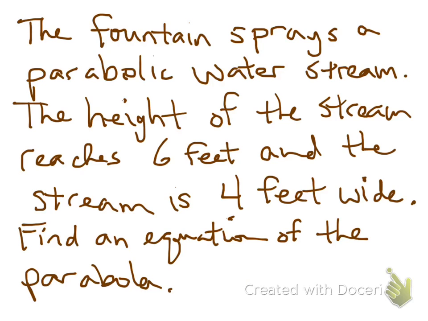So here's the problem. The fountain sprays a parabolic water stream. The height of the stream reaches 6 feet, and the stream is 4 feet wide. Find an equation of the parabola. Now, if you have your notes, or if you remember how we did this in class, now would be a good time to pause the video and see if you can come up with the answer on your own, and then watch the rest of the video to see if your answer matches mine. It'd be really good practice for you.